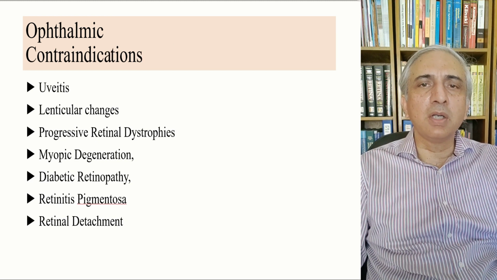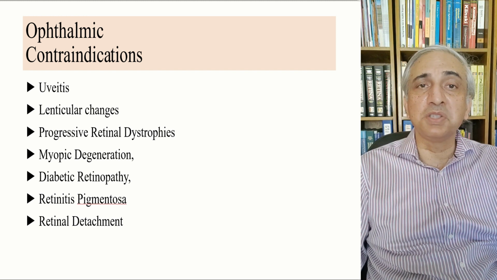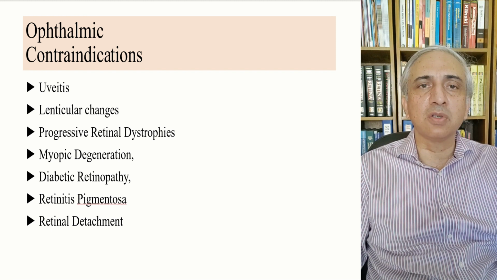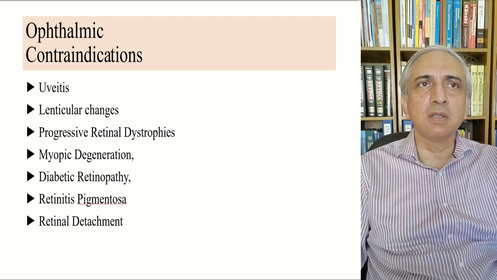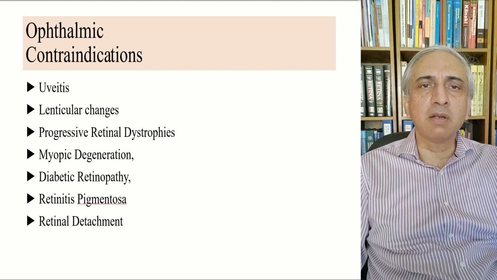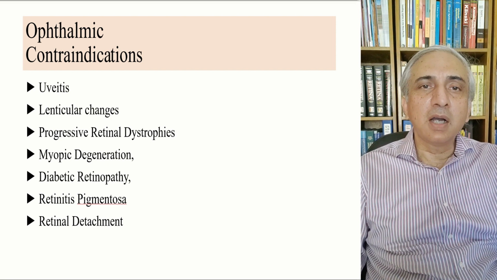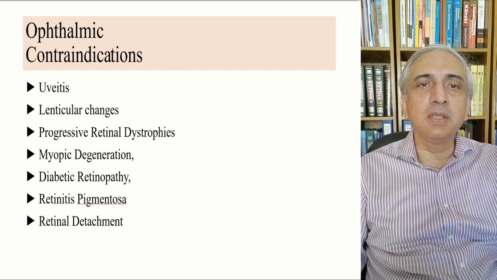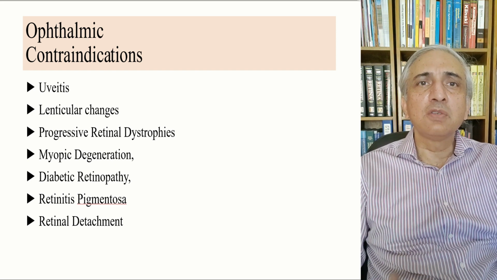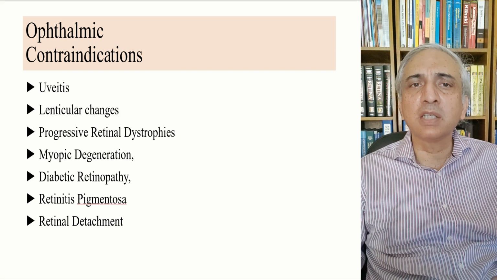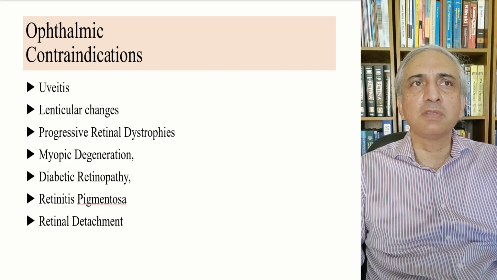Other ophthalmic contraindications include uveitis, which is obvious. It's a disease which can have disastrous consequences for the patient and is not suitable for this surgery. Lenticular changes in cataract, because obviously once you do refractive surgery, the IOL formulas need to be different to calculate intraocular lens power in these patients. So if somebody's got cataracts, it's better to discuss with him refractive cataract surgery rather than discussing refractive surgery.